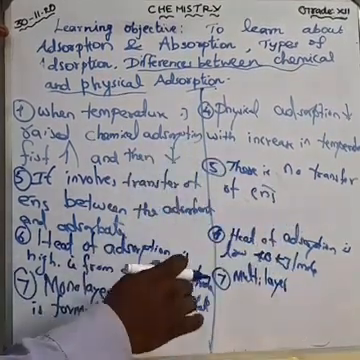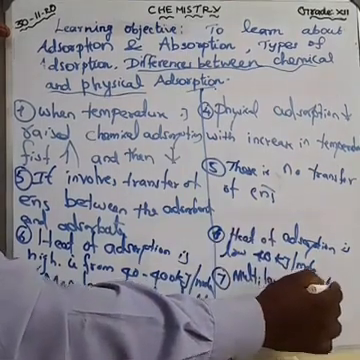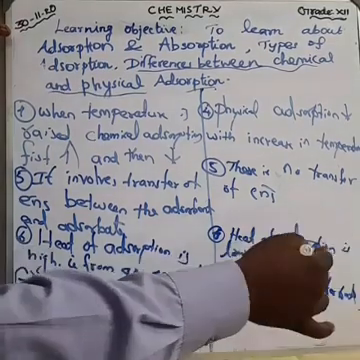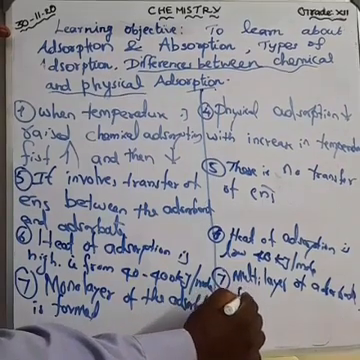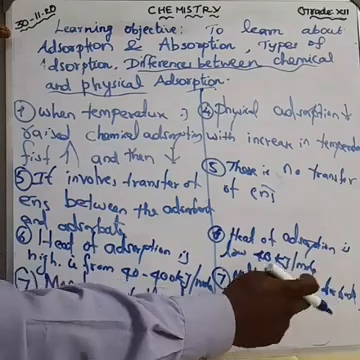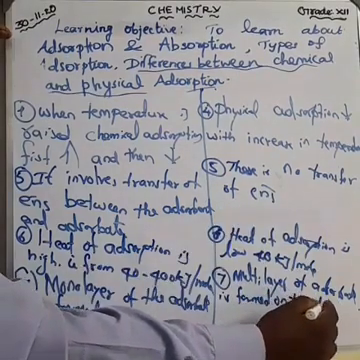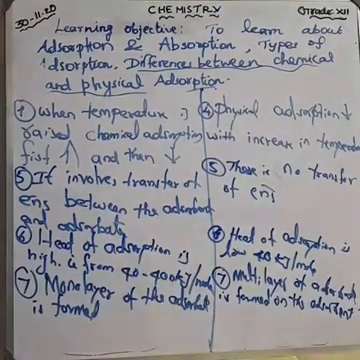What is about the multilayer? Many layers. Okay. A multilayer of adsorbate is formed on where? On the adsorbent. Okay, this is about the seventh point. We can learn two more points also.